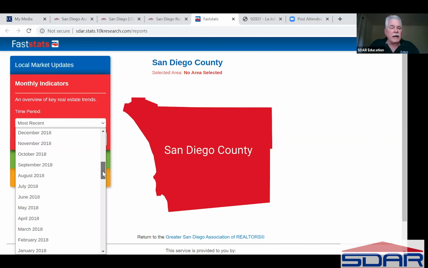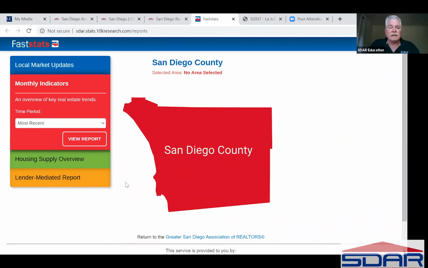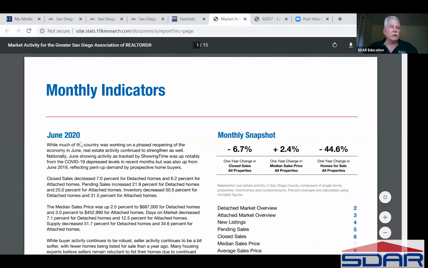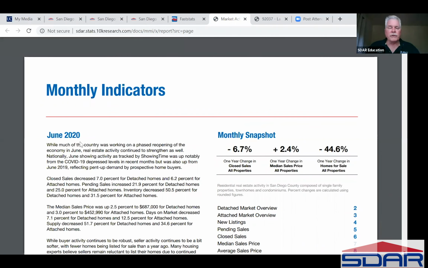I can go back a long time, folks. Look how far back the data goes. The data goes back into 2014. I wish I had this when I was doing a couple trials back then. I'm going to click on view report, and let's see the result that this gives me.